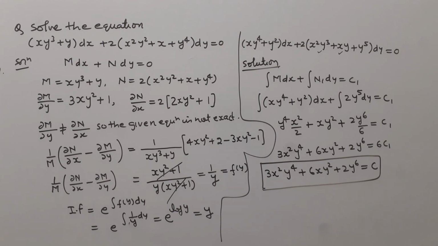And M is the coefficient of dx here, that is xy^4 + y^2. Now we integrate, we get 3x^2y^4 + 6xy^2 + 2y^6 = c. So this is the solution of the given differential equation. Thank you.